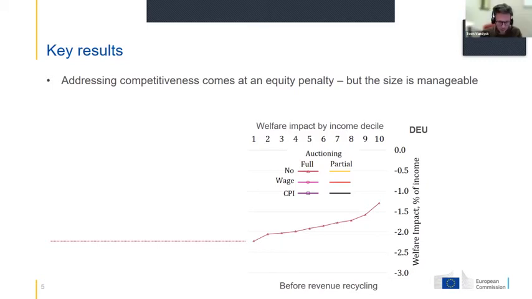This line that's shown now is the full auctioning and the no indexation case, which we see has a somewhat regressive pattern. Now, if we then compare with a partial auctioning scenario, we see actually it's slightly more regressive, and there's a number of reasons for that.